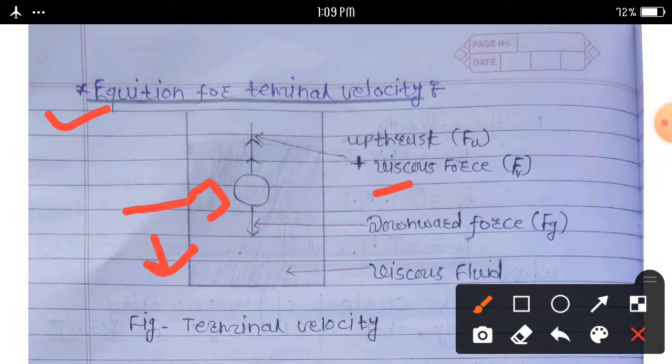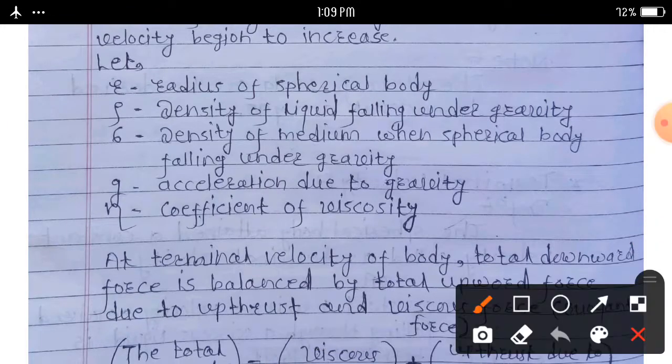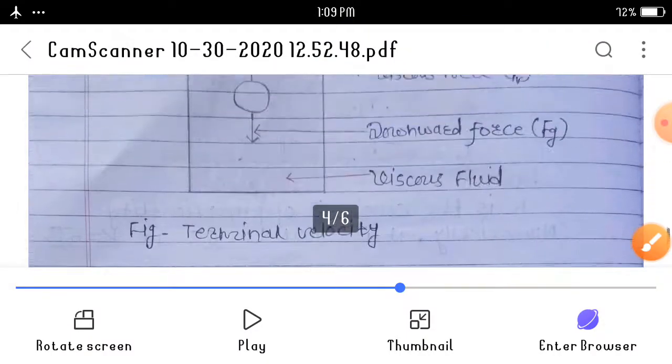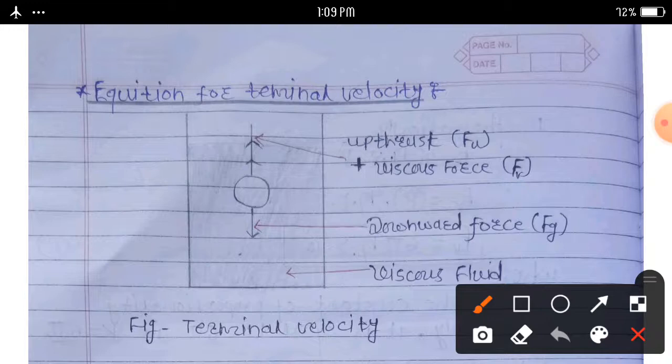Here, small r is the radius of the spherical body, rho is the density of the liquid, sigma is the density of the medium, g is the acceleration due to gravity, and eta is the coefficient of viscosity. See here in the diagram.